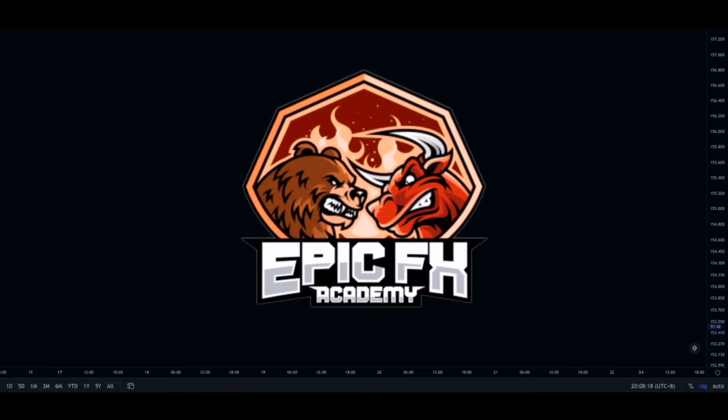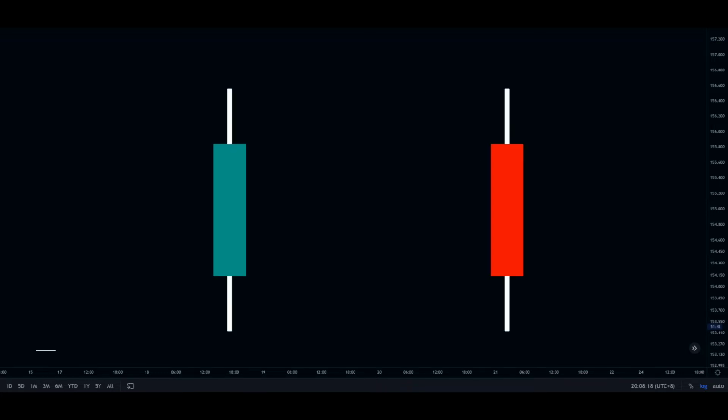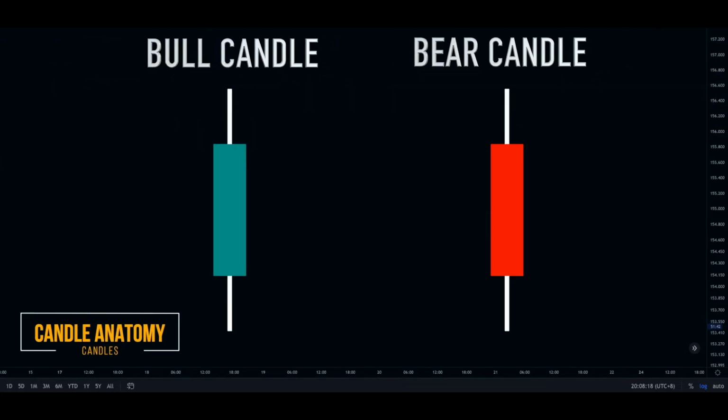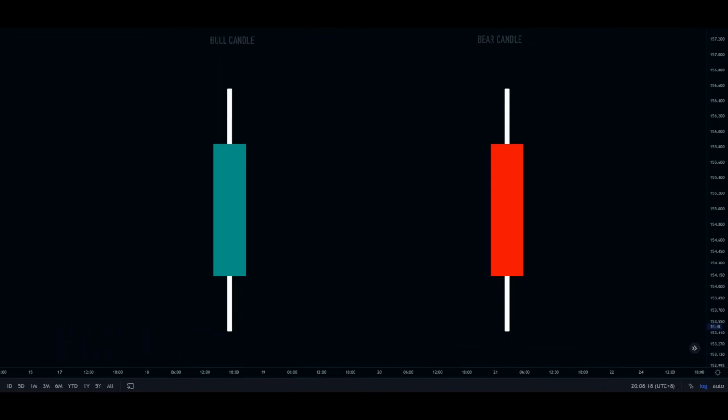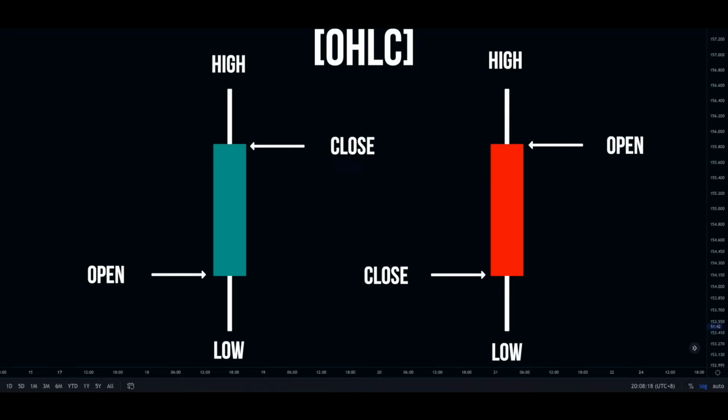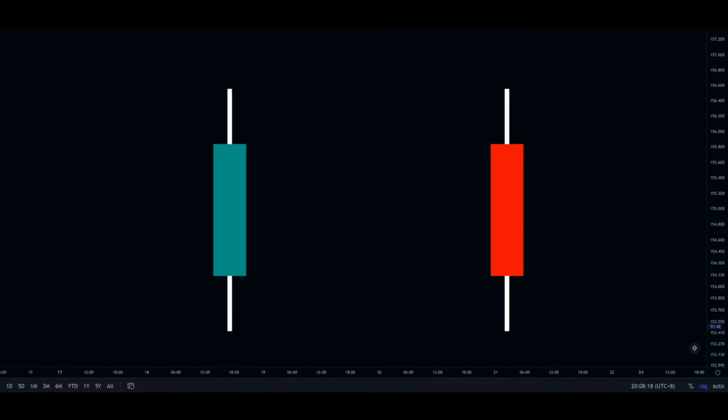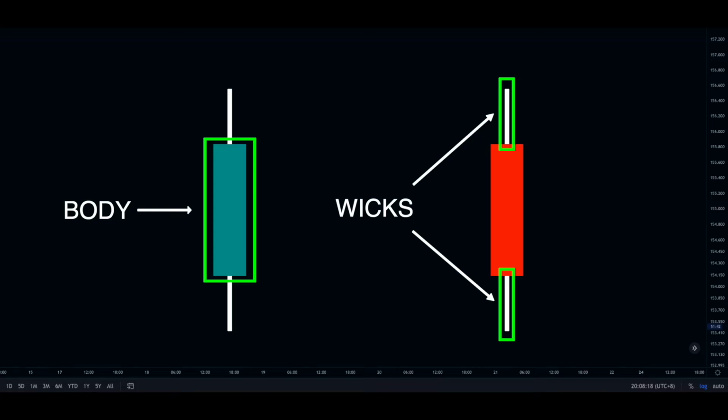Let's take a further look at the anatomy of a candle. Generally speaking, a green candle indicates a bull candle, and a red candle indicates a bear candle. This is usually determined by the OHLC, or open, high, low, close. The open and close is determined by the body, and the high and low is determined by the wicks. Wicks indicate the high or low of a candle and can be likened to footprints of where the candle has traveled during the life of the candle.